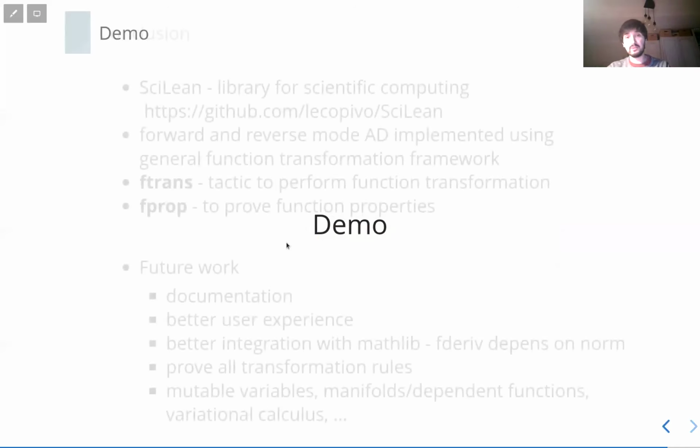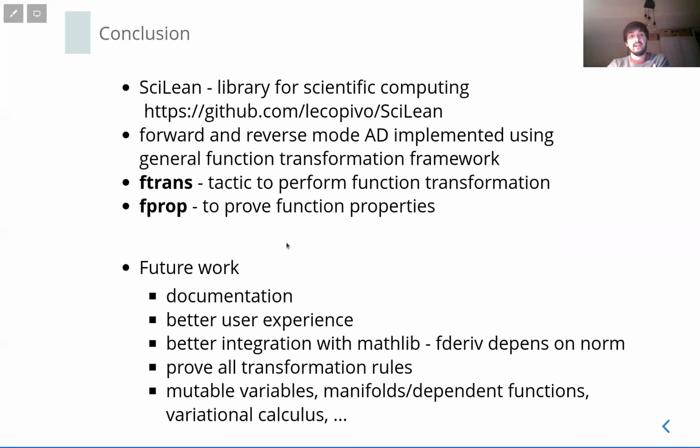So yeah, with that, I would like to conclude. I'm working on a library for scientific computing in Lean, because Lean is a nice programming language, but also a theorem prover, and scientific computing is very mathematical. So I think that would be a good match. I implemented forward and reverse mode automatic differentiation using a fairly general function transformation framework, which is based on two tactics: FTrans for relatively general function transformation, and FProp for proving properties.